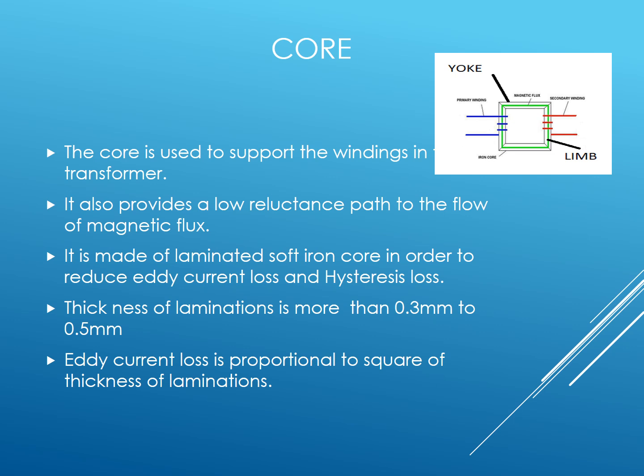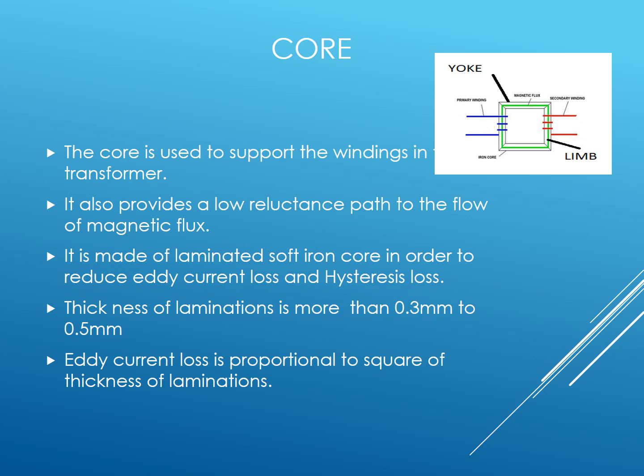It has two parts, limb and yoke. Limb is the vertical portion of the core. It carries the windings. Yoke is the top and bottom horizontal portions of the core. It provides the magnetic path for the flux produced by the windings. As I said earlier, the core is made up of silicon steel laminations.